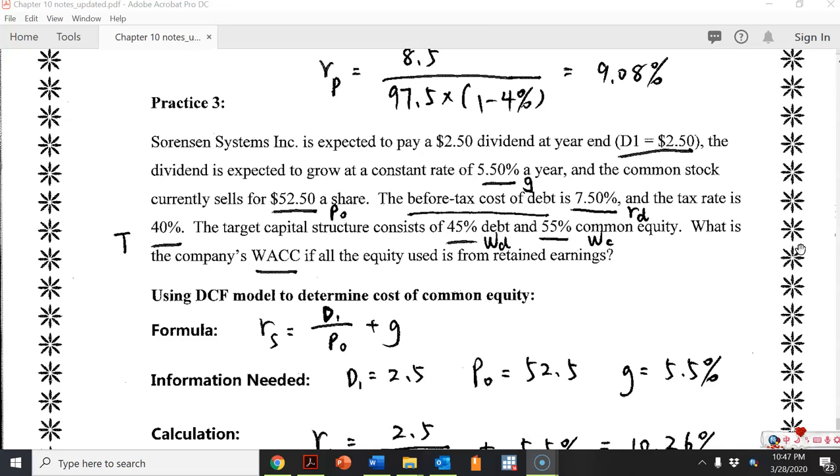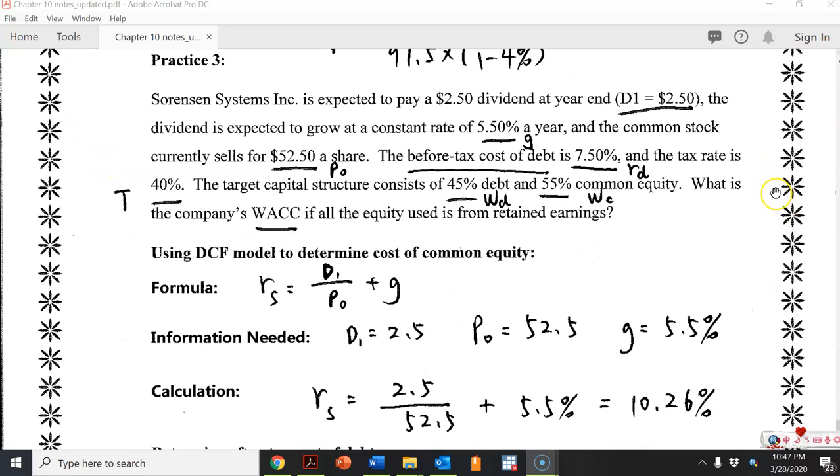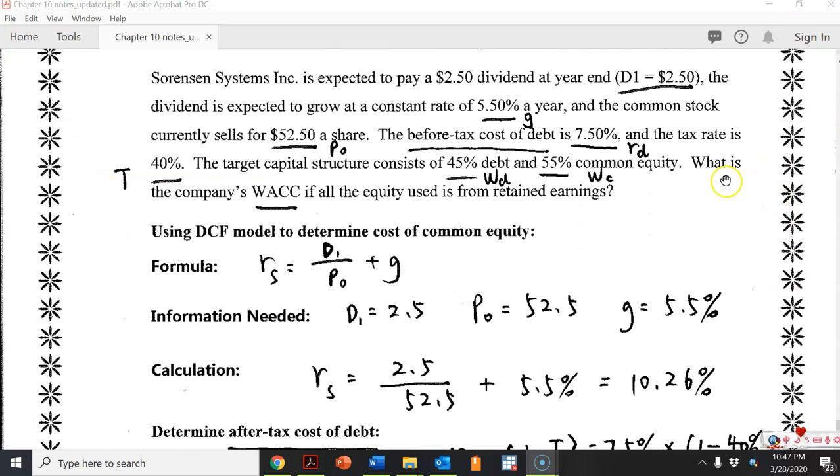Let's look at the last practice in chapter 10 in the notes. This firm is expected to pay a $2.5 dividend at year-end, so D1 equals 2.5. The dividend is expected to grow at a constant rate of 5.5% a year, so G, the constant growth rate, is 5.5%. The common stock currently sells for $52.5 a share, so P0, the current price, is 52.5.